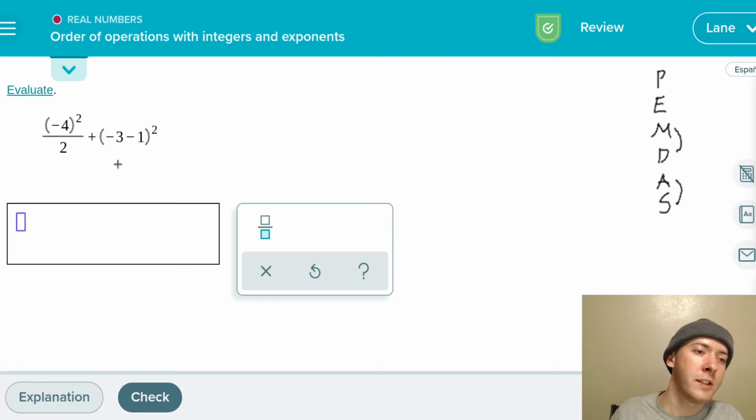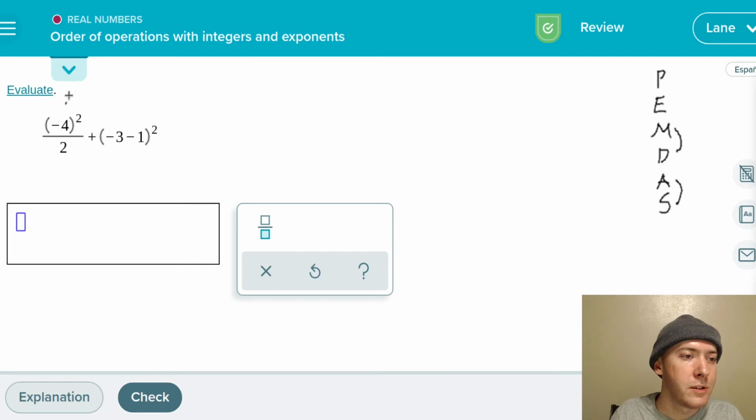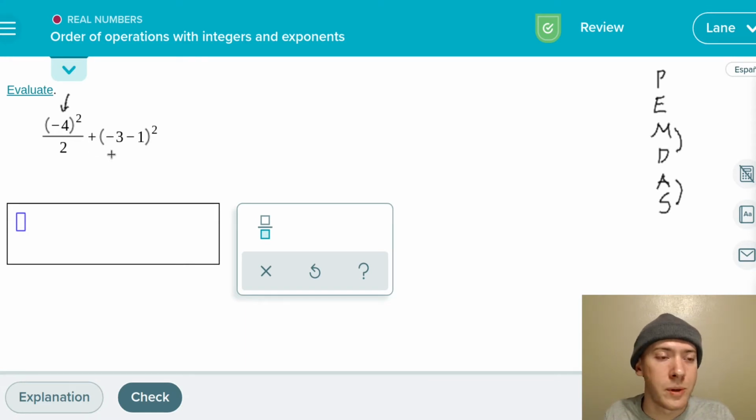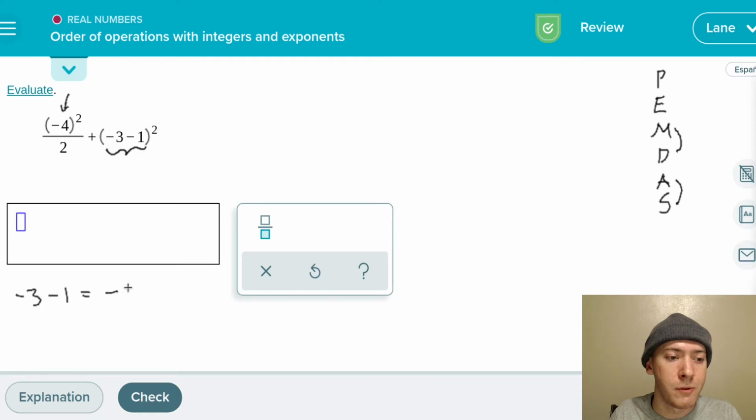So we would look at this problem and we would say, where do we see parentheses? I see parentheses in two places. Okay, first, there's a set of parentheses here, but there's not really anything to do inside it. This is just -4. In the second set of parentheses, there is something that we can do. We can simplify that little expression in there. What is -3 minus 1? -3 minus 1 is -4.